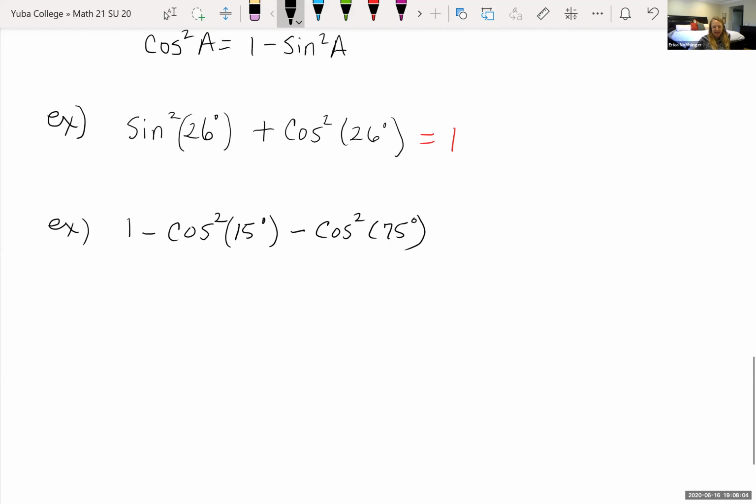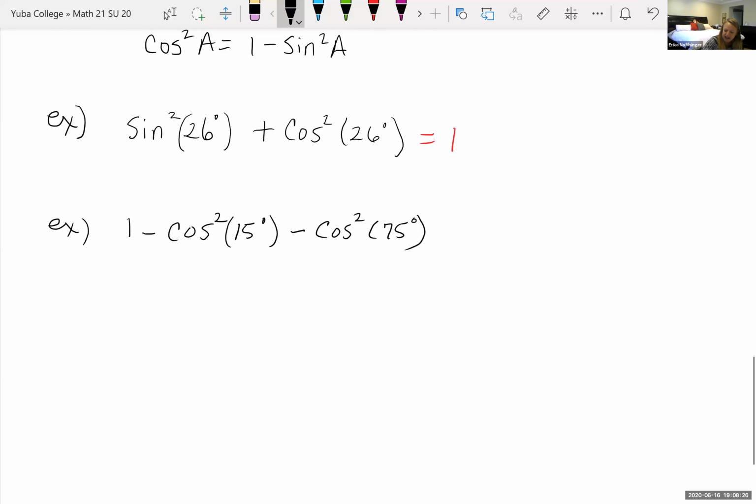Unfortunately, we can't add or subtract those cosine squareds because they're not of the same angle. Again, let's see if we can manipulate this somehow using things that we know.